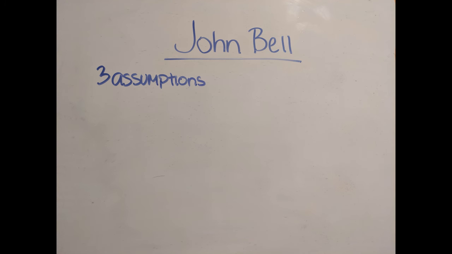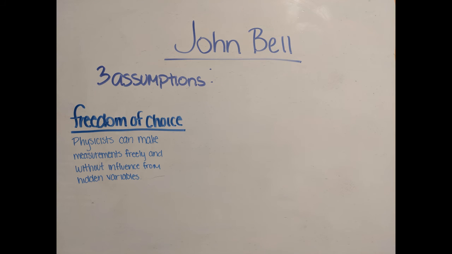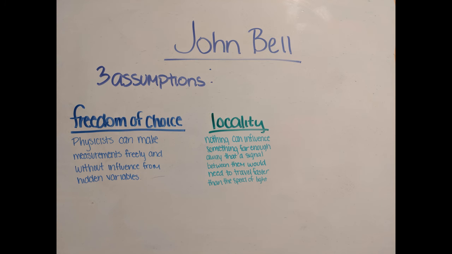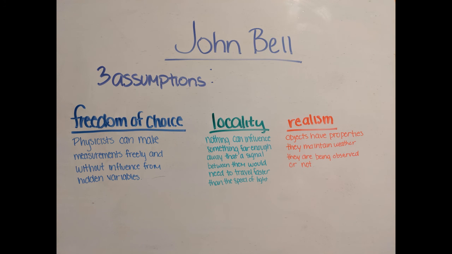His 3 assumptions were: first, freedom of choice. Physicists can make measurements freely and without influence from hidden variables. Second, locality. Nothing can influence something far enough away that a signal between them would need to travel faster than the speed of light. And last, realism. Objects have properties that they maintain whether or not they are being observed.